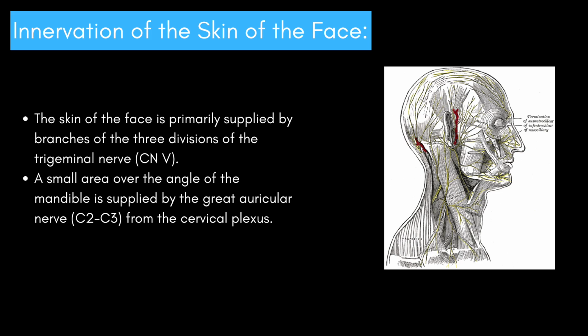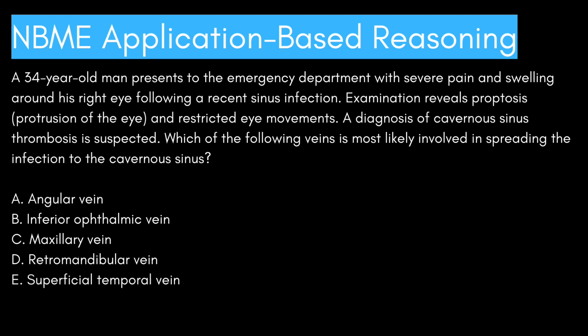Alright guys, now that we have covered all of the content, let's go ahead and take a look at some questions to review the knowledge you have gained so far. A 34-year-old man presents to the emergency department with severe pain and swelling around his right eye following a recent sinus infection. Examination reveals proptosis, protrusion of the eye, and restricted eye movements. A diagnosis of cavernous sinus thrombosis is suspected. Which of the following veins is most likely involved in spreading the infection to the cavernous sinus?